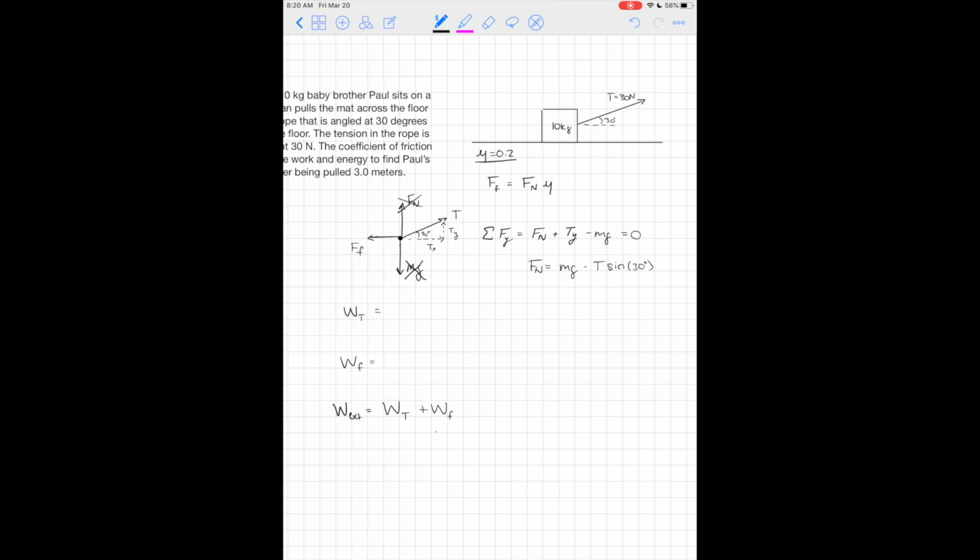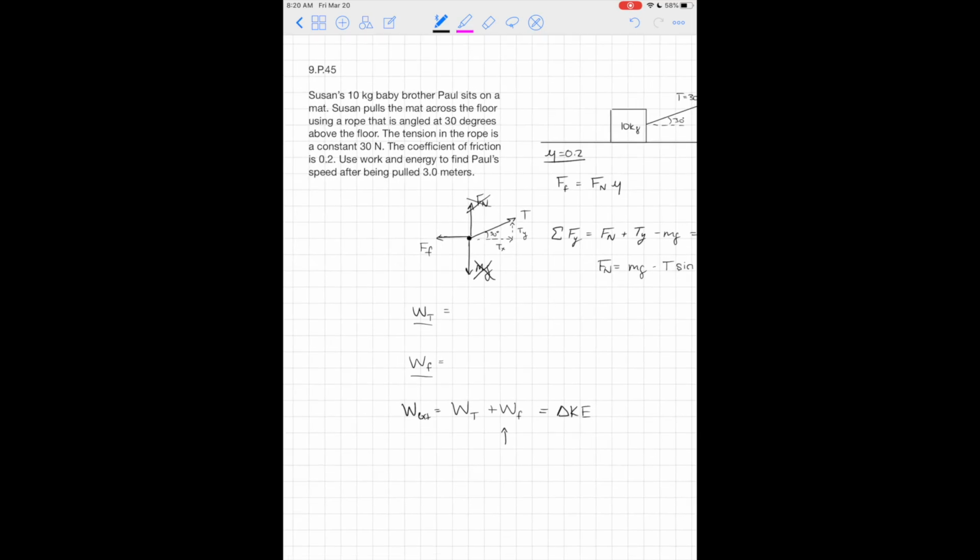We already know that friction is going to be a negative work, so we expect something smaller for our total work done, smaller than our tension work. But this should be equal to the change in kinetic energy for our system. So let's get to figuring out what these different works are. We know, just off to the side, that work can be written as F dot delta x.